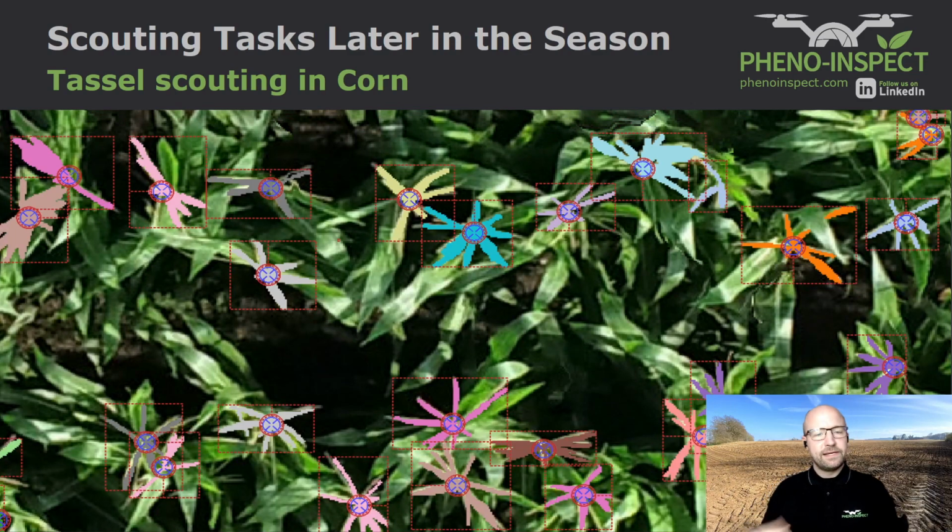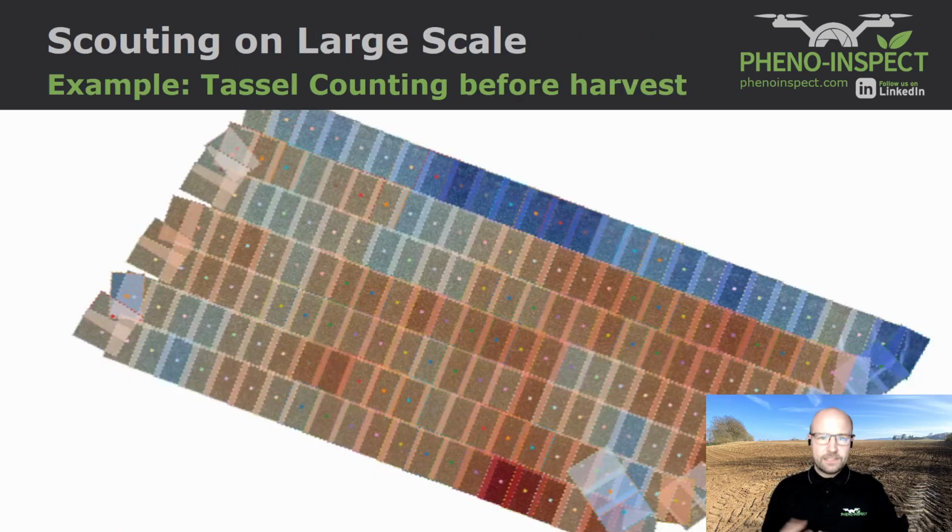So this can be interesting if you are looking into your yield potential, or also can be a parameter which supports you in knowing when to do the harvesting. So in this case, here's a stand count map made by Tassel counting. So this is, I think, a 10 hectare sized field.